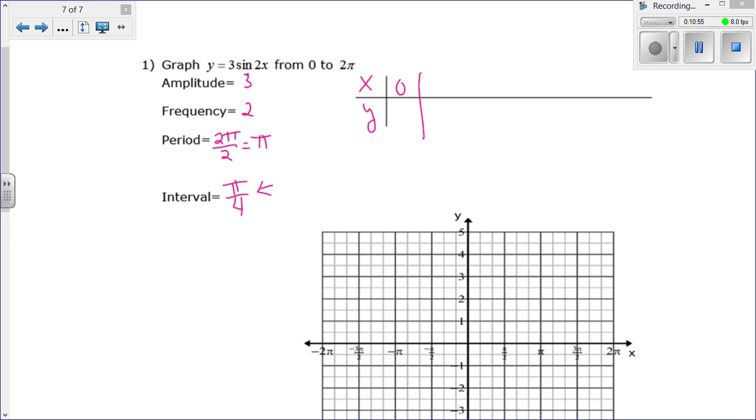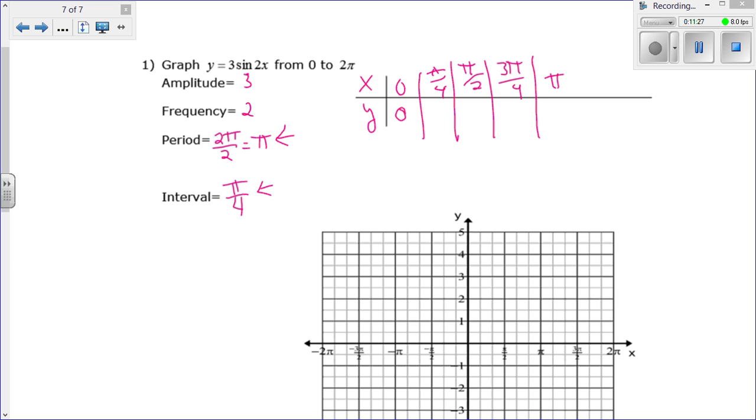My interval tells me what to count by. Pi over 4, and then 2 pi over 4 is pi over 2, and then 3 pi over 4, and then 4 pi over 4 is pi. I can stop here because my period tells me where to stop. So then go back to my function, substituting 0 for x. 2 times 0 is 0, sine of 0 is 0, 3 times 0 is 0.